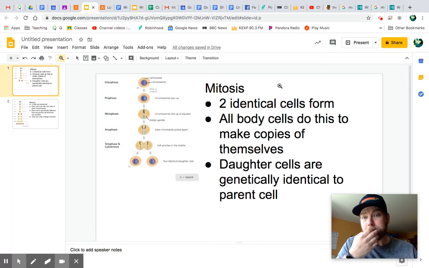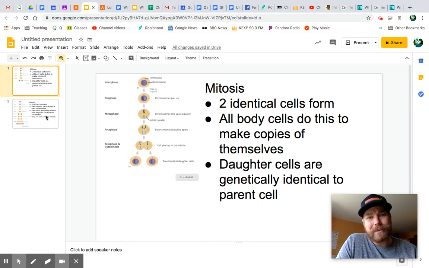That's it. The daughter cells are genetically identical to the parent cell, so this means that the DNA inside of those two cells that form is exactly the same. So again, with mitosis, you're just making two exact copies. It's like you're Xeroxing a cell. So you go from one to two.